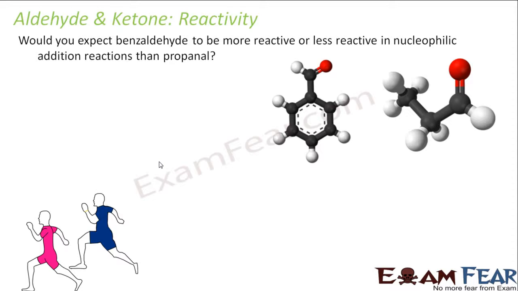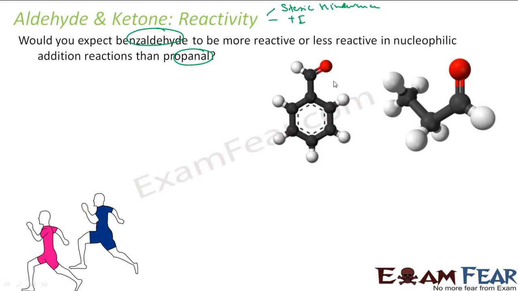Let's take one numerical here. Let's find out which one is more reactive towards, again, nucleophilic addition reaction, benzaldehyde or propanal. Both are aldehydes. Now, as I told, there are two parameters. One is the steric hindrance, which we have learned till now, and there is the plus I effect.